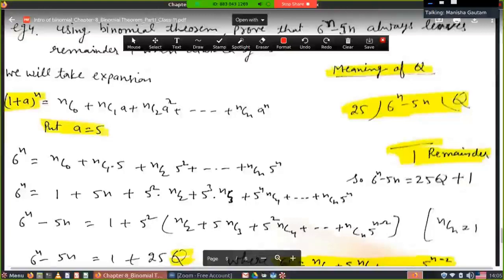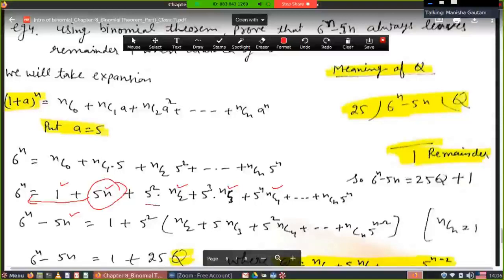Now first of all, simplify the coefficients which are written in the combination. Now write in numeric form. NC1 will be equal to n. NC0 is equal to 1. NC2 will be as it is, and this is as it is. Because this is a requirement of the question, you have to take it to the left hand side. Now what it becomes? 6 to the power n minus 5n, and the other terms are 1 plus n 5 square.